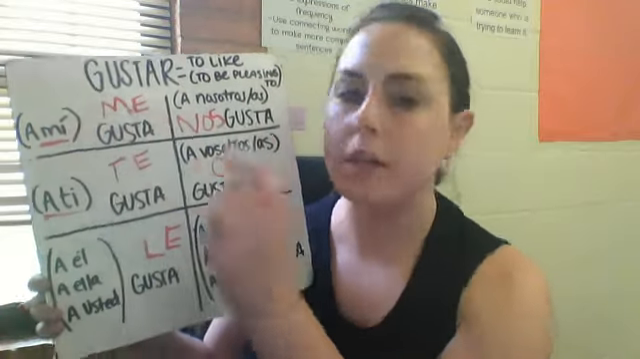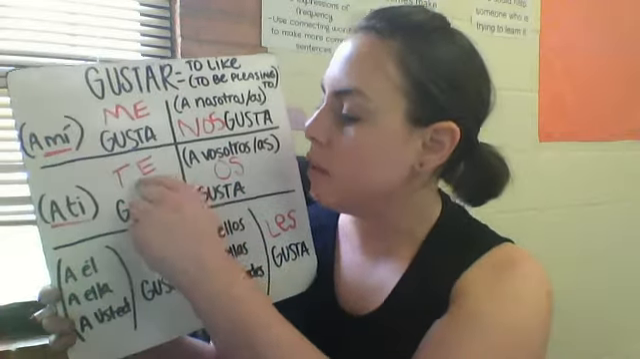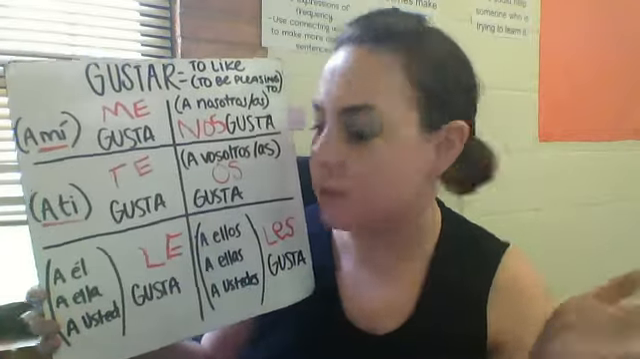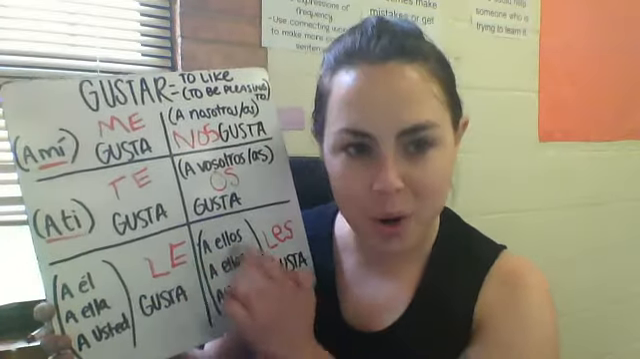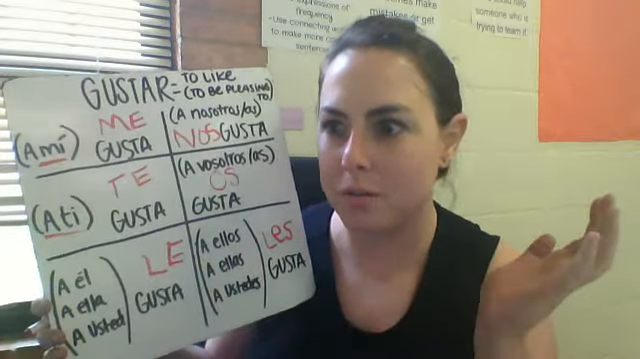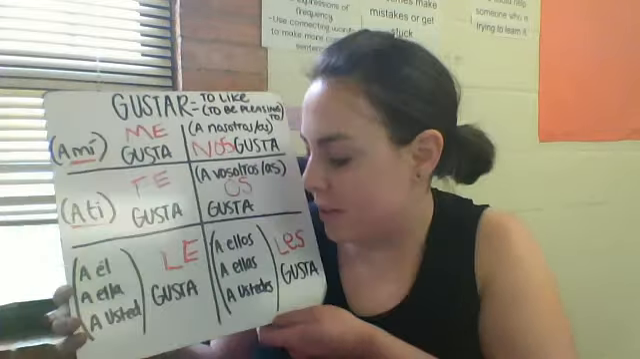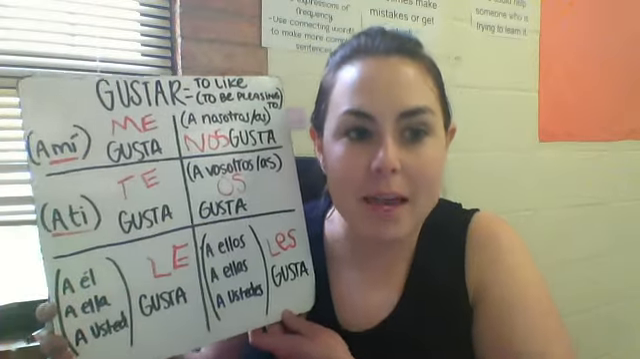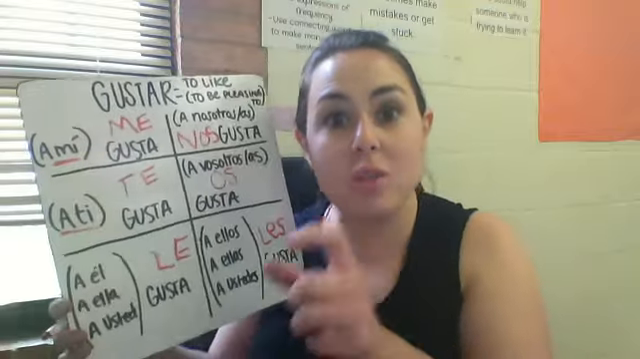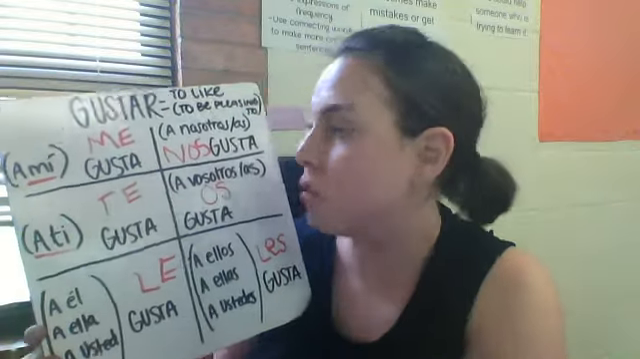It is pleasing to me to run. It is pleasing to you to eat pizza. It is pleasing to him or her to, I don't know, drink water, something like that. Okay, so there's lots of things that we could say. Me, te, le, nos, os, les. It's just those little words at the beginning that are going to change when we conjugate the verb gustar.